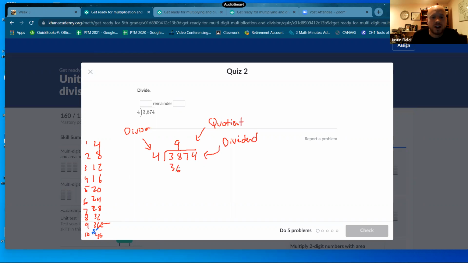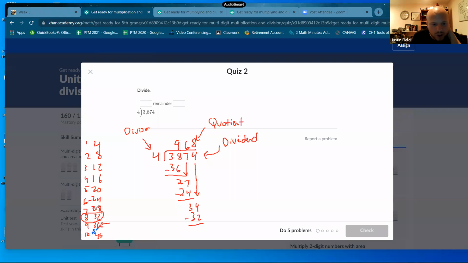So then we subtract those two numbers, which is 2. Bring down the 7. And that would be 27. 4 goes into 27 6 times. 6 times 4 is 24. Subtract and we get 3. Bring down the 4. 4 goes into 34 8 times. So 8 times 4 is 32.